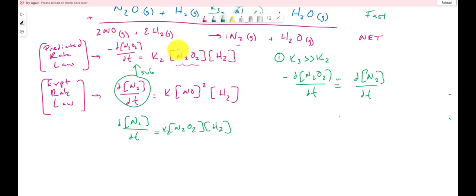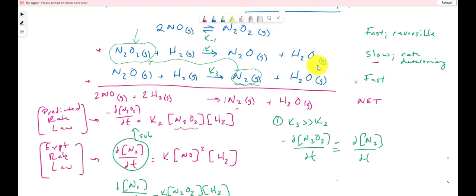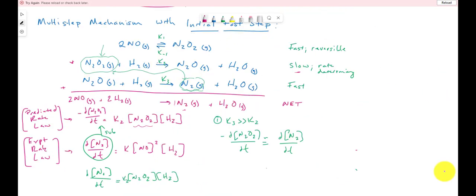Now we need to also get N2O2 out of that part of the rate law as well. So now we're in terms of N2, which is good because that's a real thing, but let's get rid of that. How do we do that? Well, we need to go back up and use the very first reaction, the elementary reaction here, which is this fast reversible one, and we need to manipulate that to figure out if we can do some more substitutions.